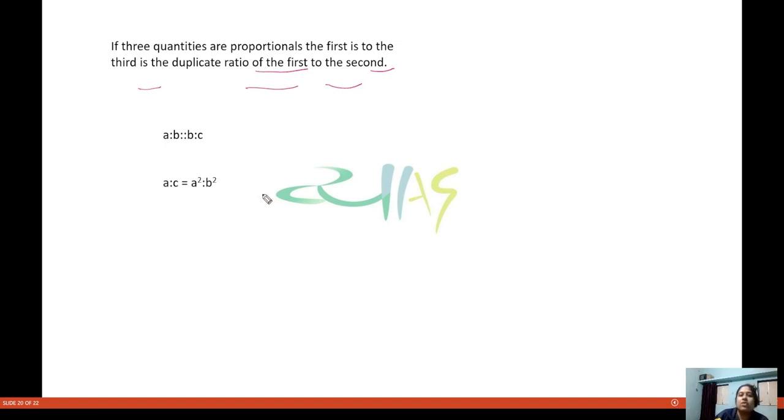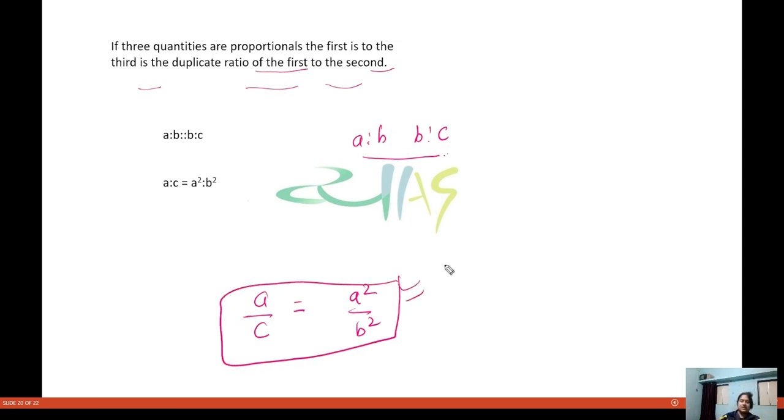Now let's move forward. We now study some of the important properties of proportion. If A by B is equal to C by D, then you can also do invertendo. You must have done this in your basic maths classes. If not, then also we are studying this. So A by B is equal to C by D, so B by A is equal to D by C. Alternando means A by C is equal to B by D.